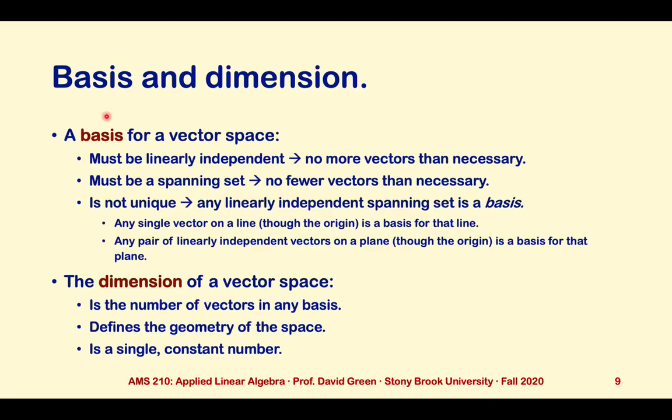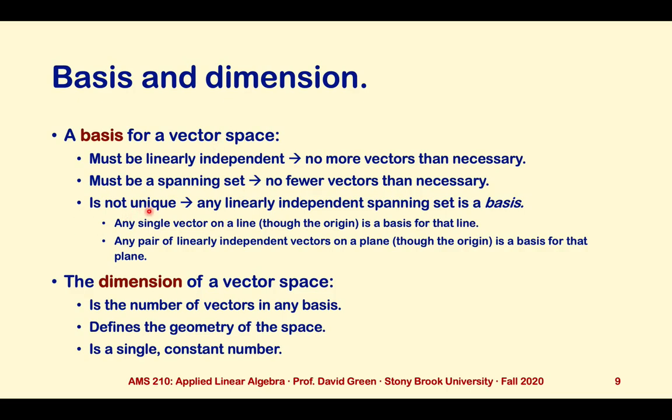Okay. Just to recap what we've discussed so far, a basis for a vector space must be a set of linearly independent vectors. This accounts for there not being any more vectors than are necessary. And it must be a spanning set. There can't be fewer vectors than we need to generate exactly the right number of vectors, exactly the smallest number of vectors that are able to completely describe a vector space.